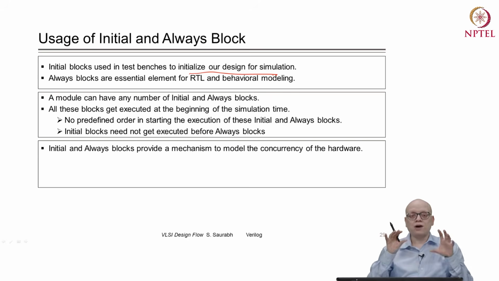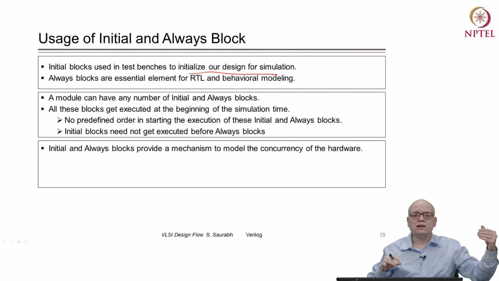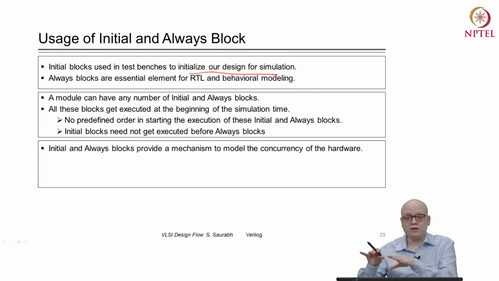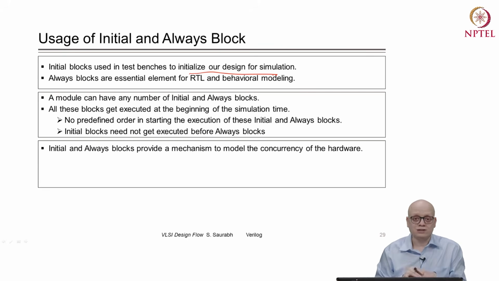Because in terms of hardware, when there are multiple hardware components, we are not sure, when we apply an input, where the signal will go first and which one will start operation first. That kind of control is difficult when there are parallel operations. So, in that sense, initial and always blocks provide a mechanism to model the concurrency of the hardware, where anyone can start operation first.